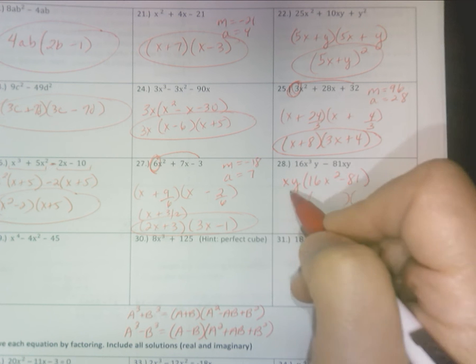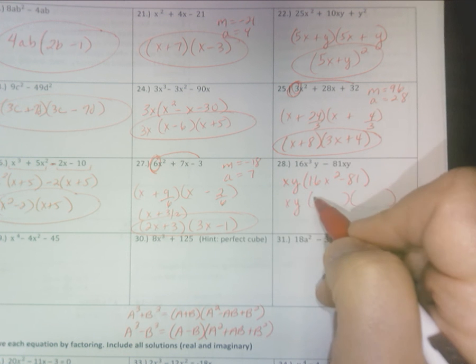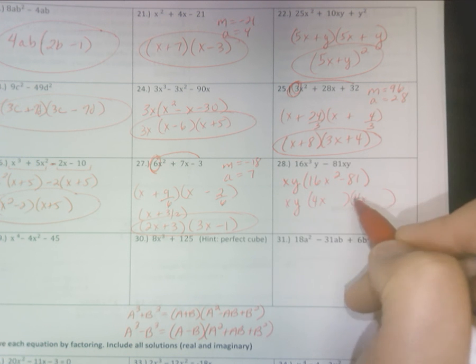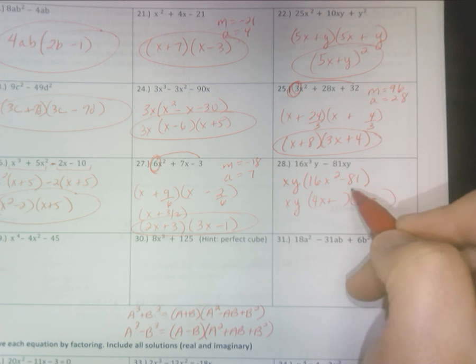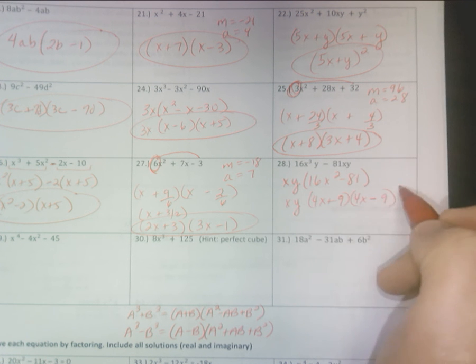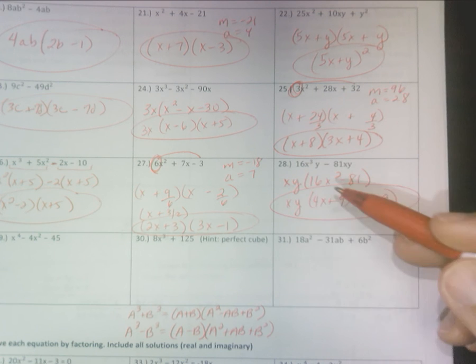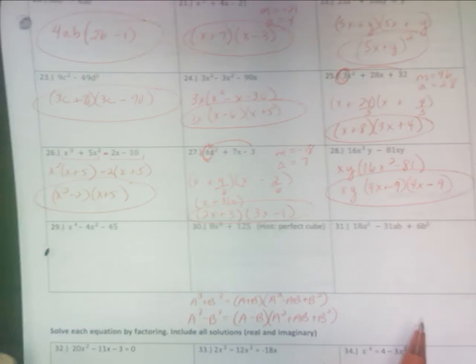Difference of two squares always breaks down into two binomials. This would be 4x, this would be 4x, a plus and a minus, and the square root of 81 is 9. And then that is your factored form. Always bring down what you factored out in front.